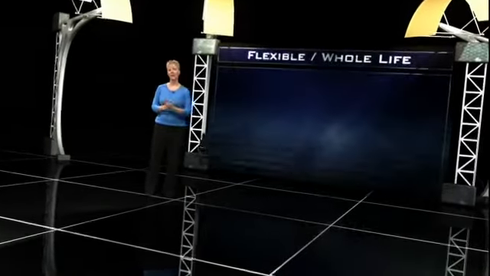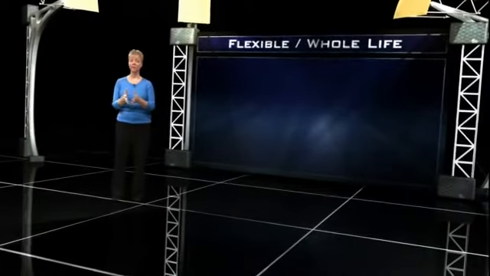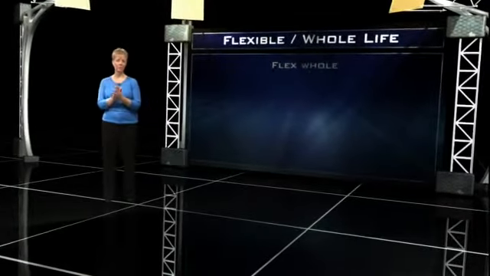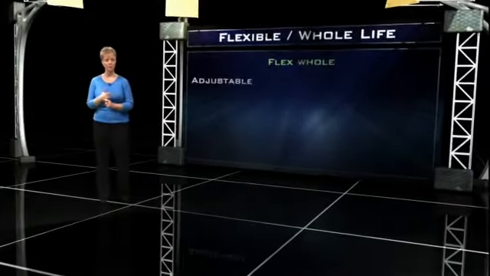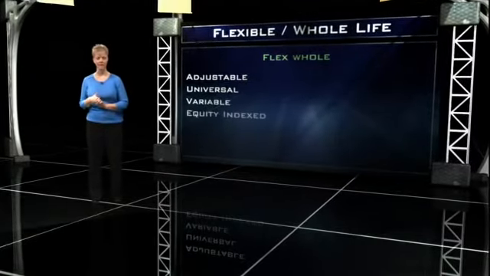We are talking about the actual permanent cash value policies that are called flexible whole life policies. The four types we're going to cover today are adjustable, universal, a variable policy, and also an equity index.